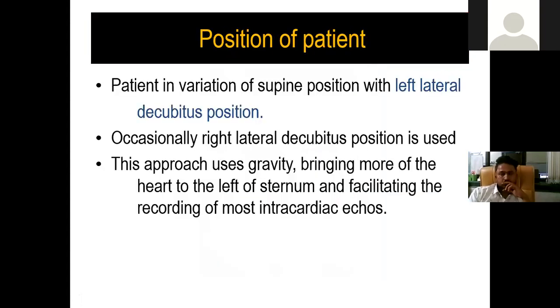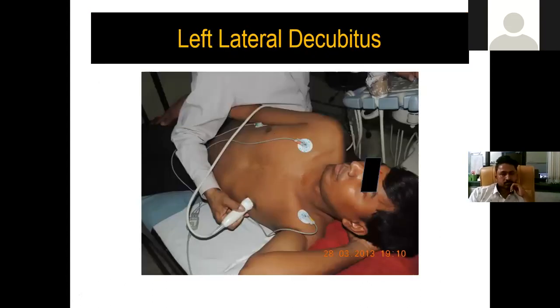Then what should be the position of a patient? In which position should the patient lie? The commonest position where the patient lies is always the left lateral decubitus position. Why? This brings the heart closer to your chest.